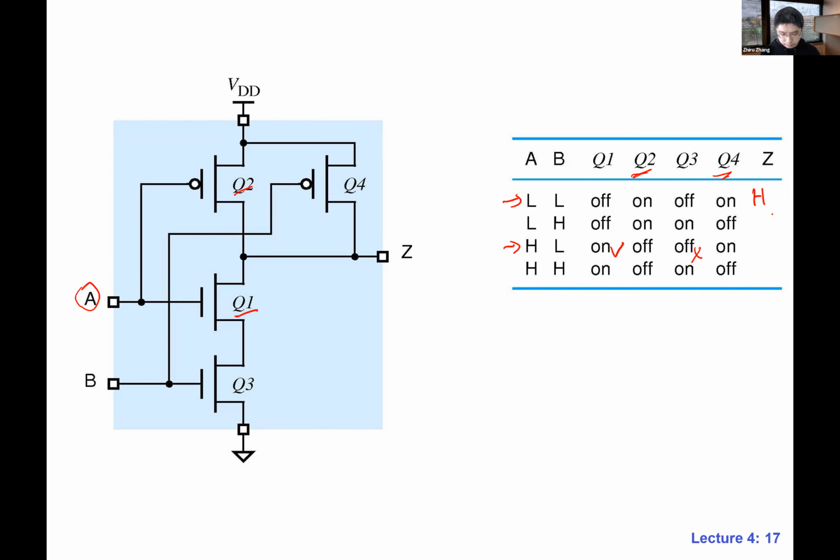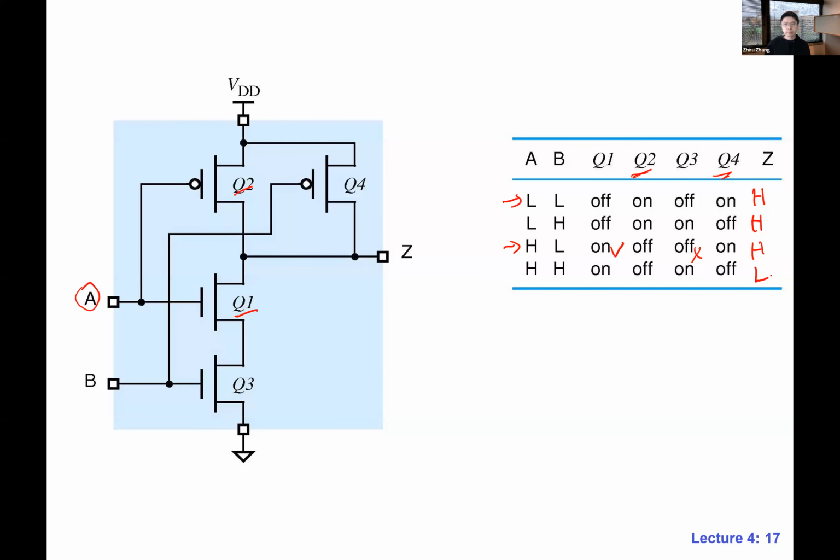And for LH, high or low? Also high. HL, same thing, because one of the PMOS transistors is on. Then the rest is not important. If the PMOS network is on, then you know for sure the NMOS network is off, and vice versa. We just talked about HH: when A and B are both high, the NMOS network is on and the PMOS network is off. So that's where we have a low.